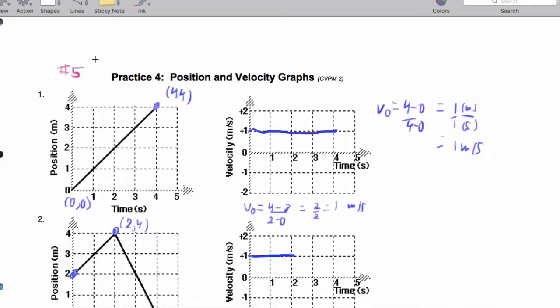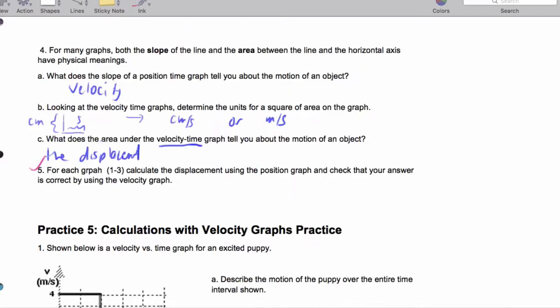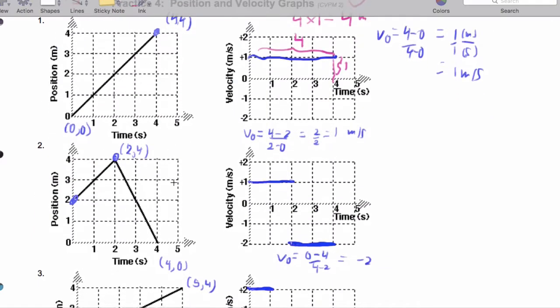I'm going to say that the displacement is 4 minus 0, which is 4 from the position graph. Using the area here, I have a width of 4 and a length of 1. So 4 times 1 is 4 meters as well. So we confirm both ways that I get a displacement of 4 meters. For number 2 and number 3, we'll do a similar calculation right here.